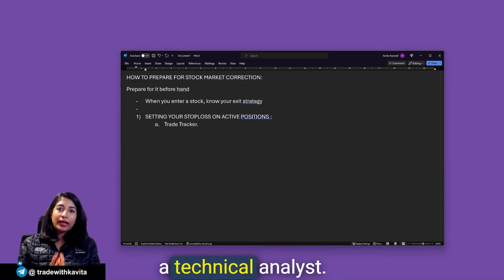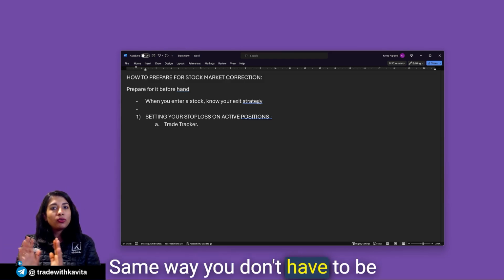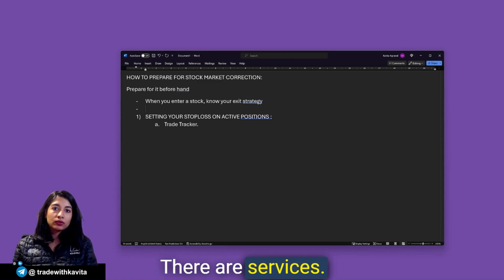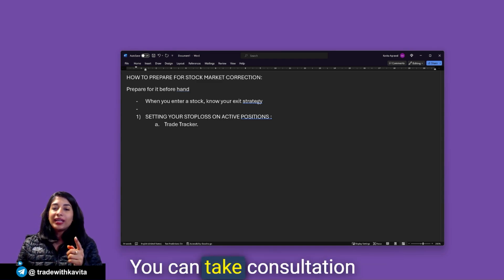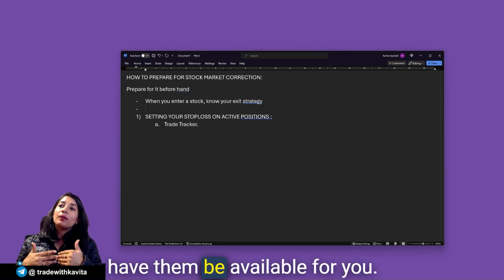You don't have to be a technical analyst. Just like you don't have to be a carpenter to have furniture in your house, same way you don't have to be a technical analyst to know the exit strategy for your portfolio. There are services. This is the age of technology. You can take consultation services, or you can pay a research analyst a retainer, and have them be available for you.